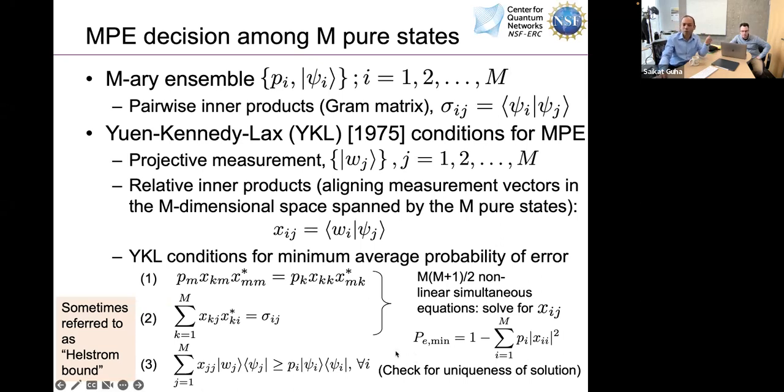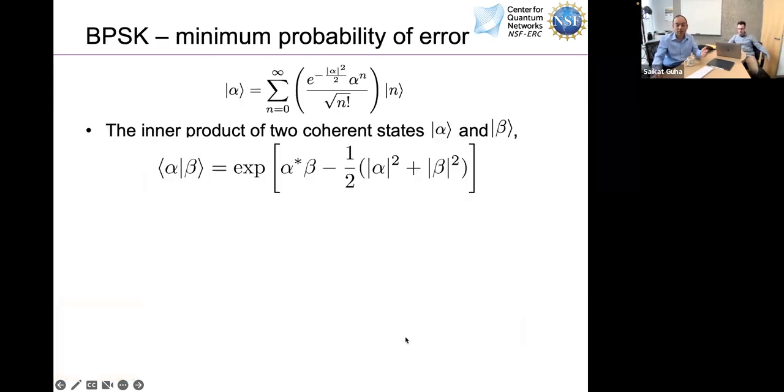So this is the power of quantum detection, quantum estimation, quantum information, this quantum information theory, that you can find these fundamental limits even without knowing what the receiver looks like.